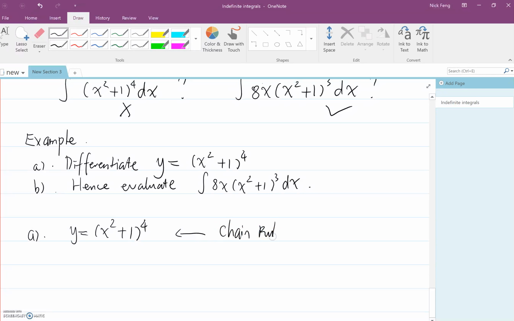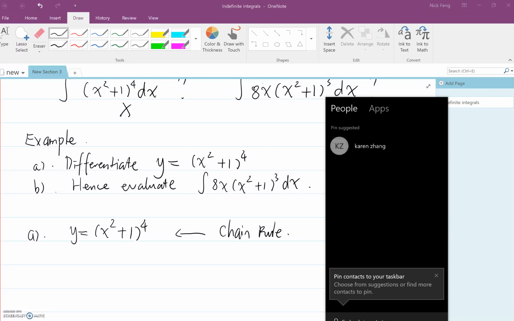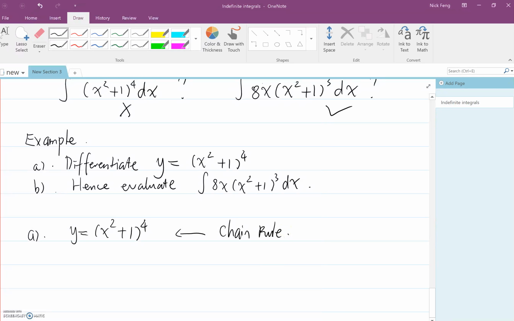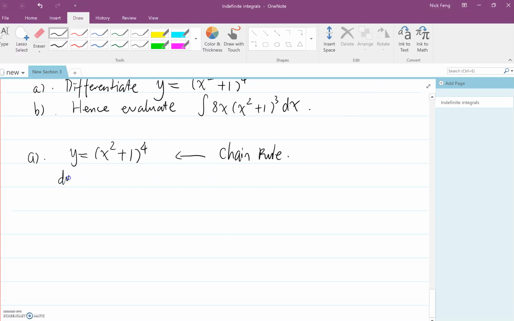Chain rule is the derivative inside multiplied by the derivative outside. So the derivative inside here is the derivative of x squared plus 1, which gives you 2x. And for the derivative outside, you bring the 4 down and take away 1 from the power of the whole thing. That will give us 8x times x squared plus 1 to the power 3. And look at this. This is exactly what we need to integrate in part B.